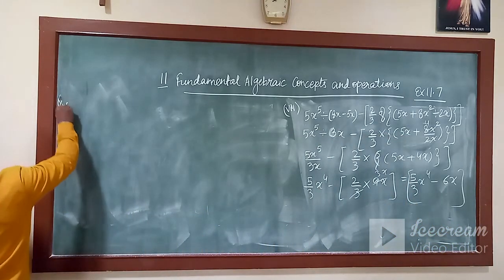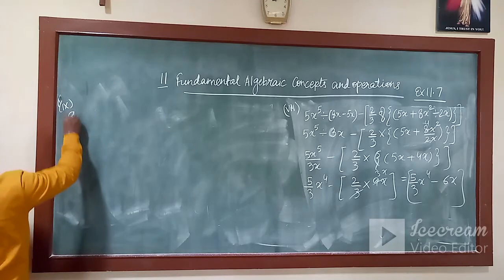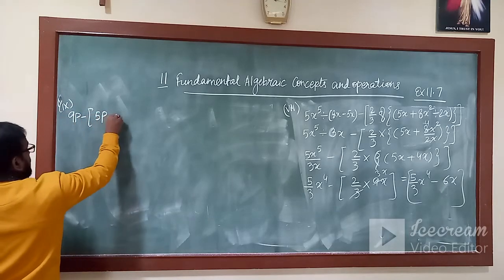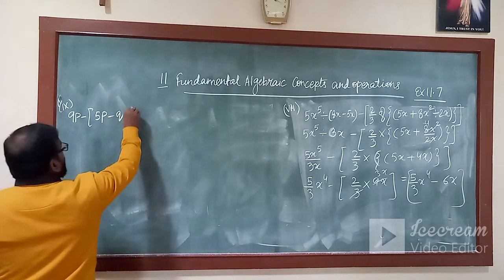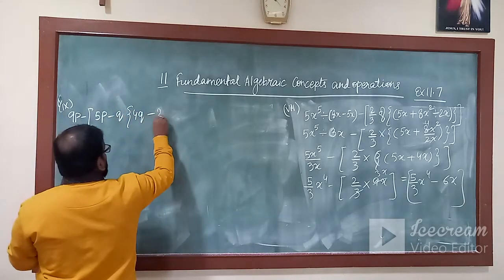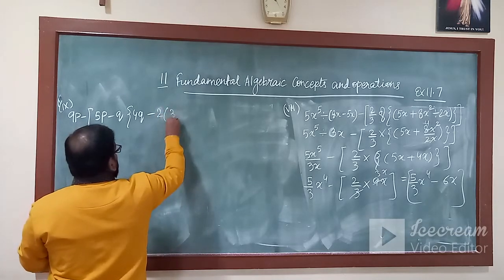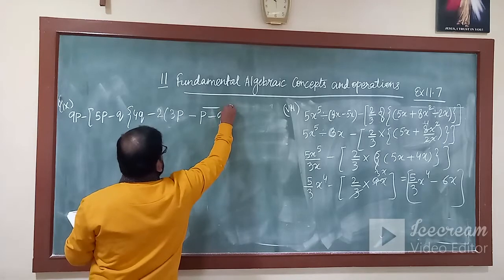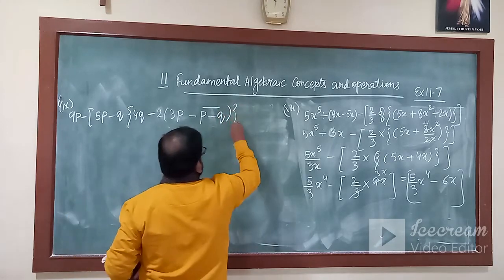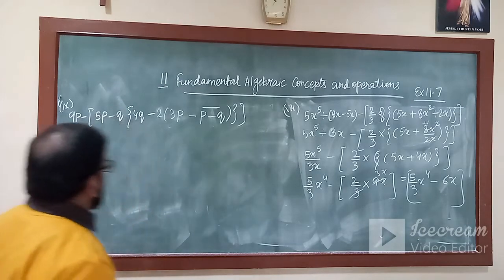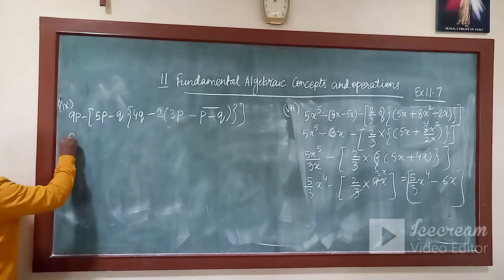Okay, let's see the last question now. 9p minus 5p minus q, 4q minus 2, 3p minus p minus q. Okay. So similarly we can solve it like this.